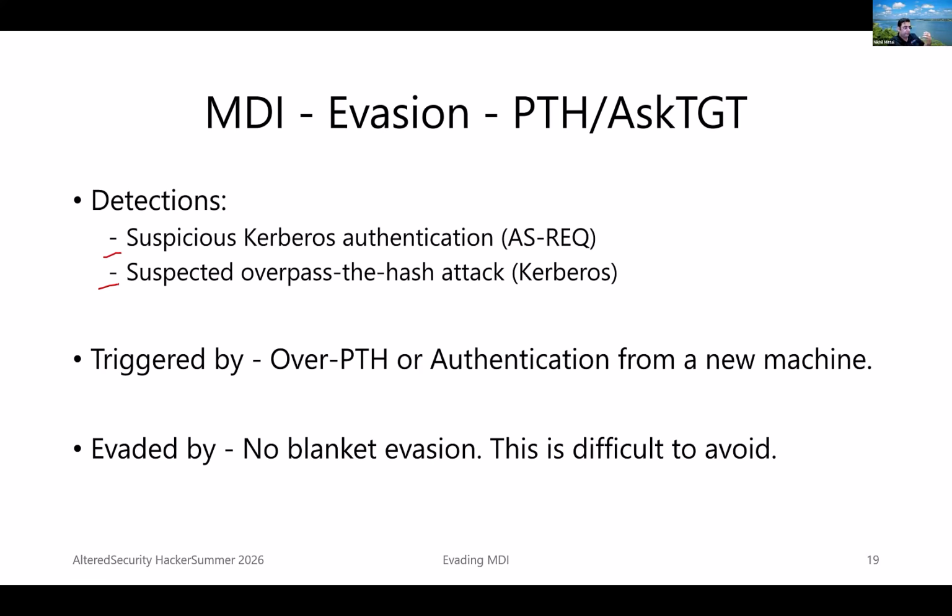If you extract a TGT and use it from a new machine, if you extract AES keys, not RC4, AES keys, use Ask TGT to start a process on a new machine and use it from there, or if you get a certificate. In all of these cases, one of these alerts may be generated, and unfortunately for an attacker, there is no blanket evasion for this.